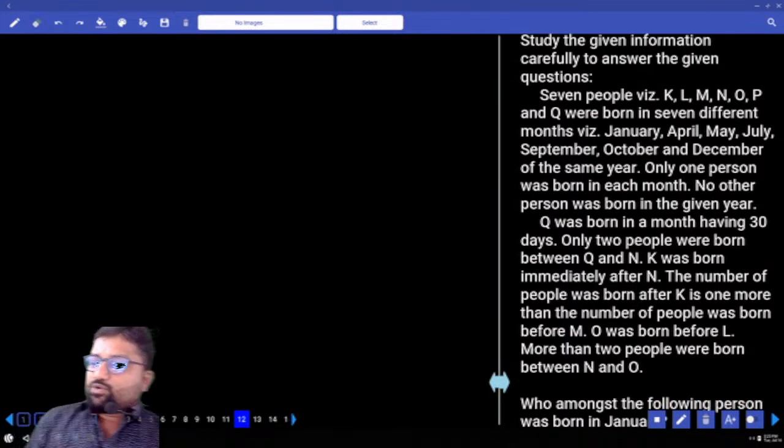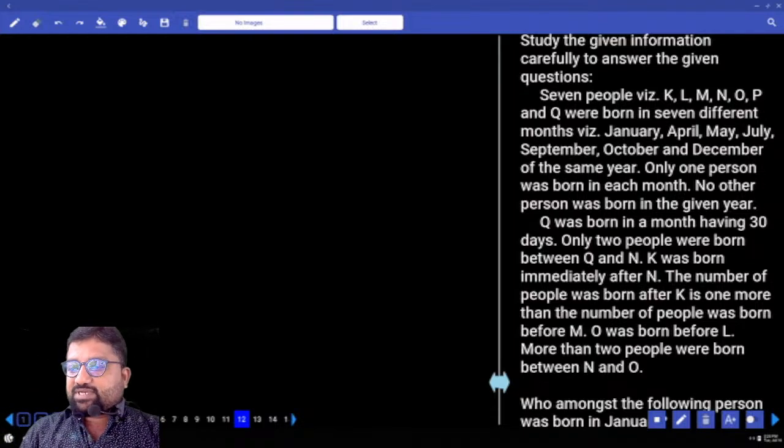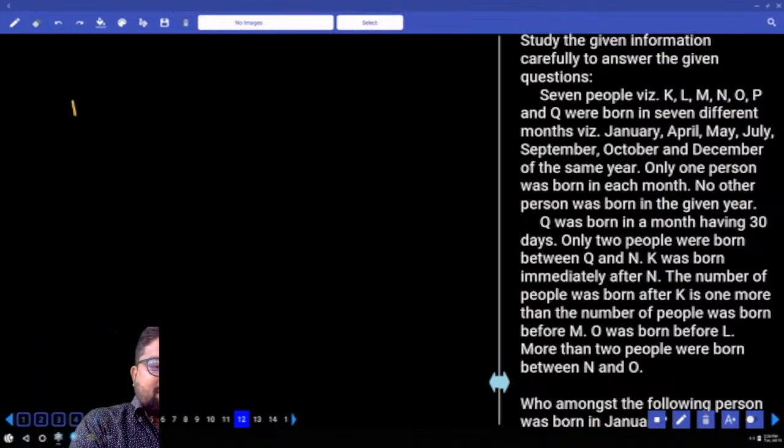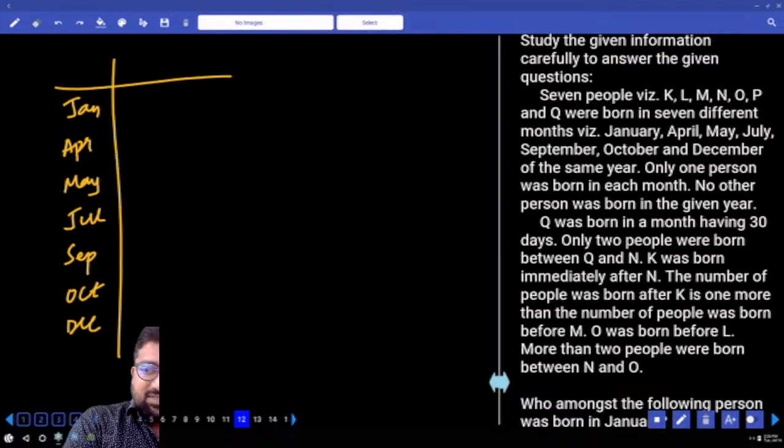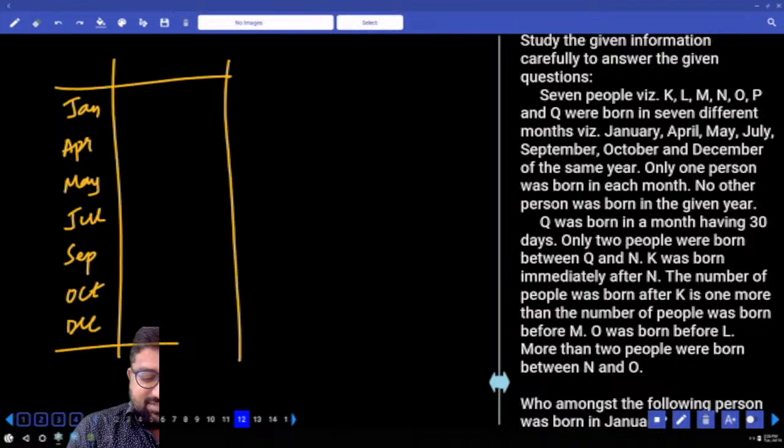7 people K, L, M, N, O, P and Q were born in 7 different months, that is January, April, May, July, September, October and December of the same year. Only one person was born in each month. No other person was born in the given year. So what are the months? Can you please tell me? Jan, April, May, July, September, October, December. How many months? 7 persons, 7 different months.